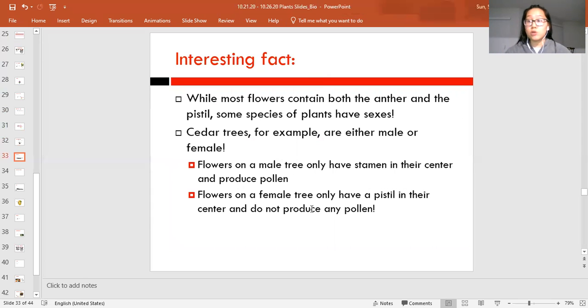So female trees don't produce any pollen. They only receive the pollen from the male trees. And this pollen is the stuff that's floating around everywhere and making everybody allergic. And those are literally packets of plant sperm.